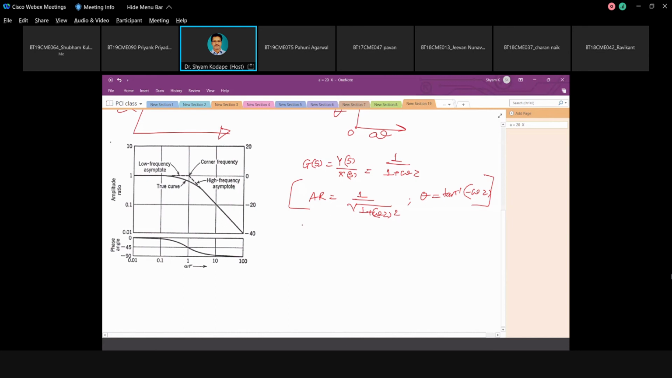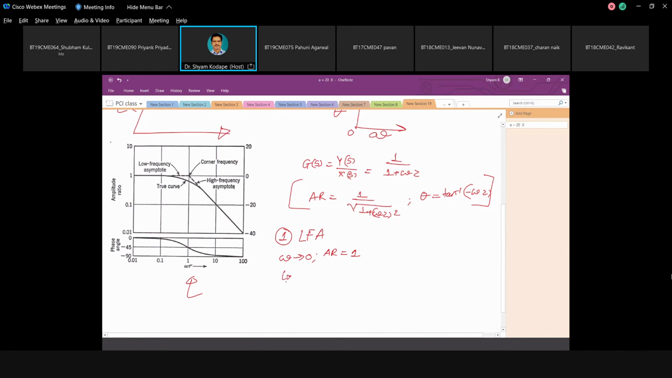Now I would like to plot the Bode plot. How will I go about this? The very first step is the low frequency asymptote. As the Bode plot represents, you don't plot each and every point, so just go for the low frequency asymptote. It represents what happens to the AR equation if omega tends to 0. When omega tends to 0, AR is equal to 1. See here, if I put omega as 0, it will remain 1 only.